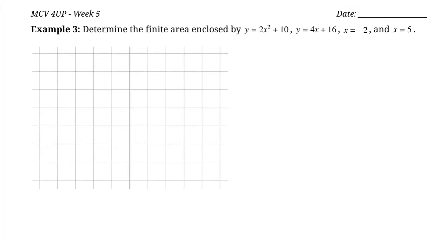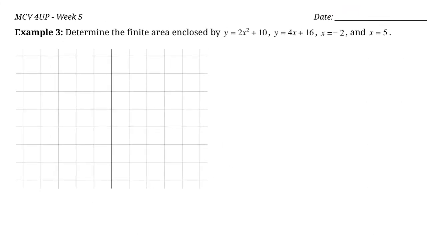Again, I encourage you to try these all yourself before we go through it. That's how you actually learn. So we're asked here to determine the finite area enclosed by 2x squared plus 10 and 4x plus 6. So those are two functions. One's a quadratic, one's linear. And x equals -2 and x equals 5.